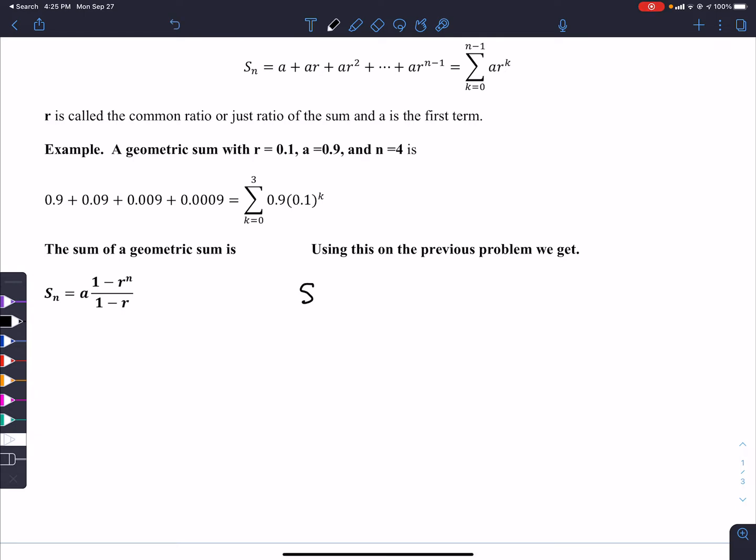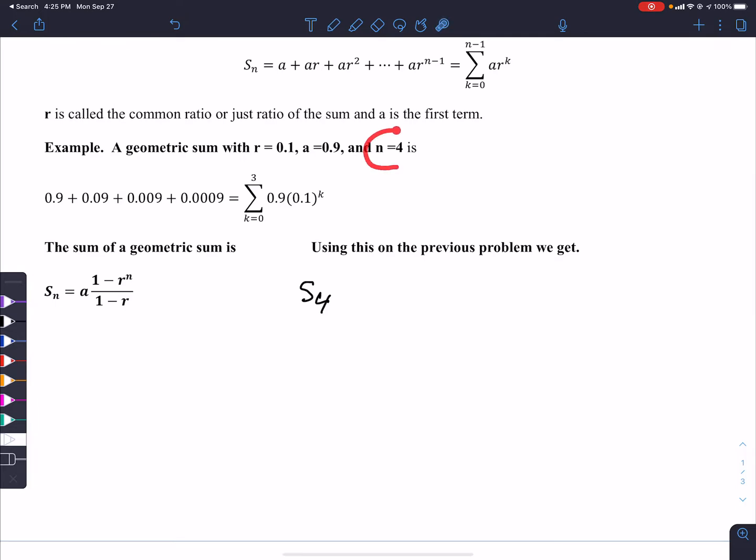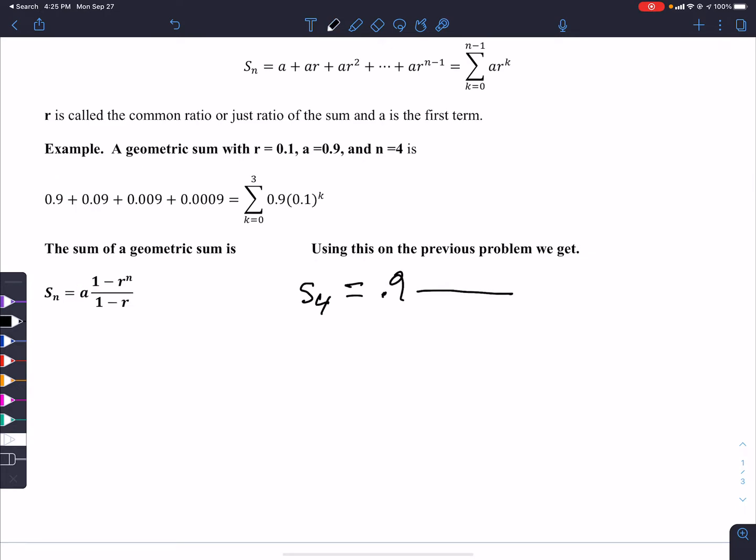on the previous example. The previous example, we had 4. The sum of the first 4 terms, they told us 4. And that's going to equal a. What is a? a is the first term, which is 0.9. And then 1 minus r to the n, r is 0.1. The nth power is 4 because we have 4 terms, it tells us right there. And we're going to divide that by 1 minus r, which is 0.1.